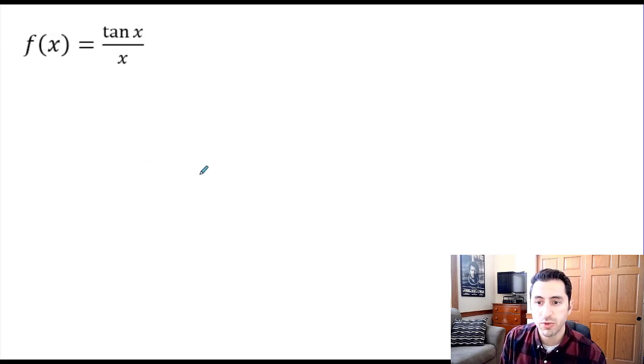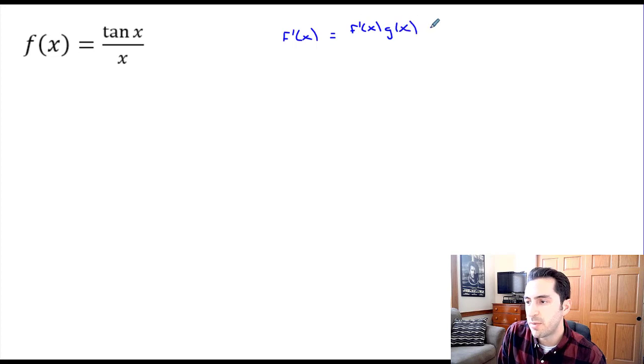So my first example, I have a function f of x is equal to the tangent of x divided by x. So we're going to need to use the quotient rule to find the derivative here. So let me just jot down the quotient rule again. If I have a function written as a quotient of two other functions, we have the derivative of the numerator times the denominator minus the derivative of the denominator times the numerator all over our denominator squared.